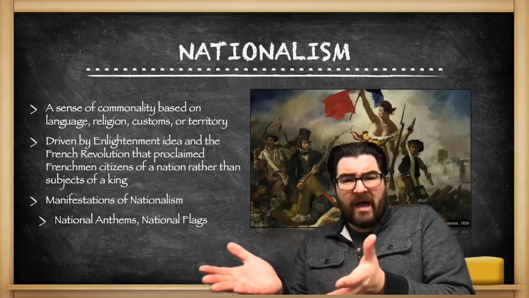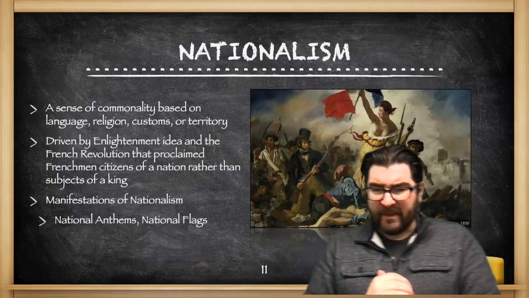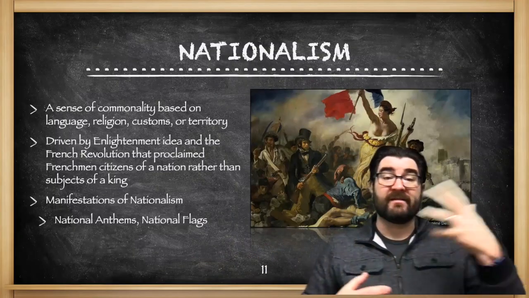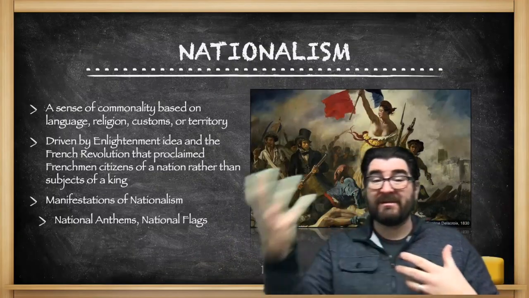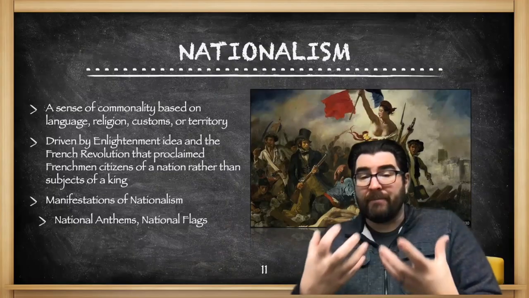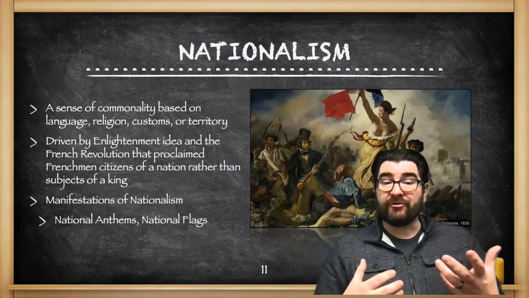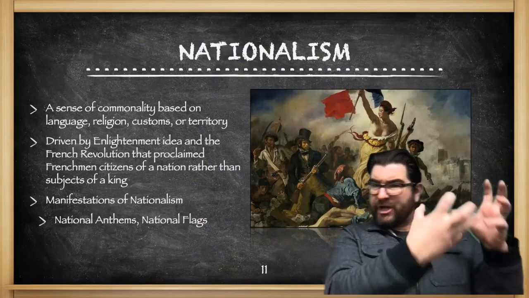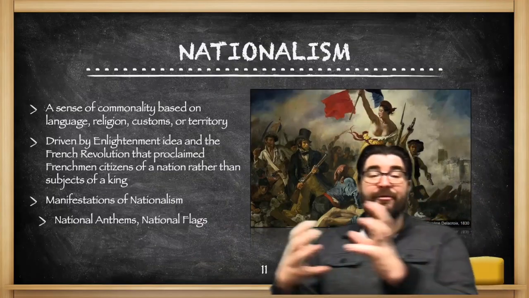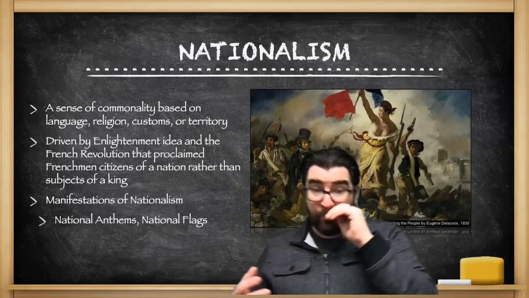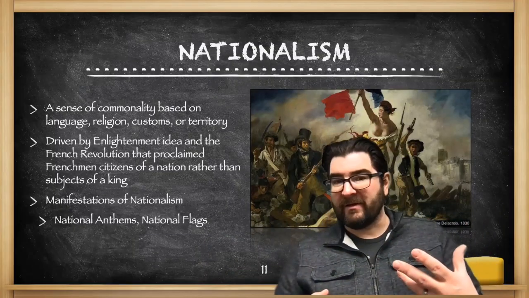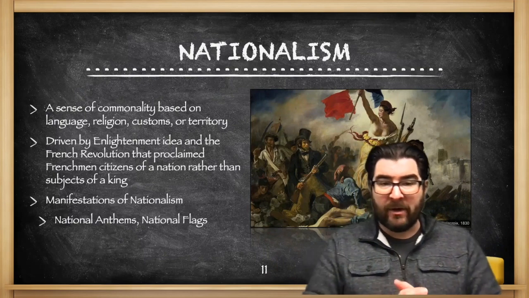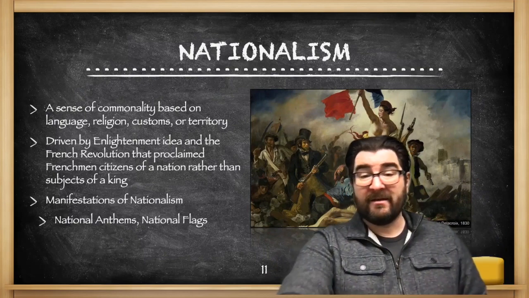We move on to talking about nationalism. We talked about this a bit in the last section, but nationalism, as a reminder, is a sense of commonality based on language, religion, customs, maybe territory. And it's driven by Enlightenment ideas in the French Revolution that proclaimed that French people are citizens of a nation and share those bonds of nationhood rather than subjects of a king. And we're going to see manifestations of this nationalism in the creation of national anthems, of which France is the first to have one, and national flags.